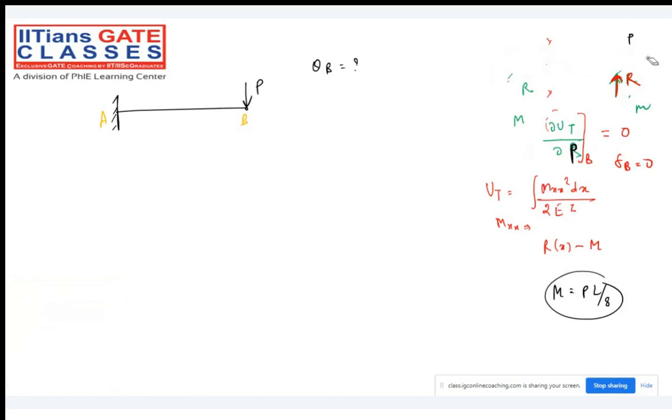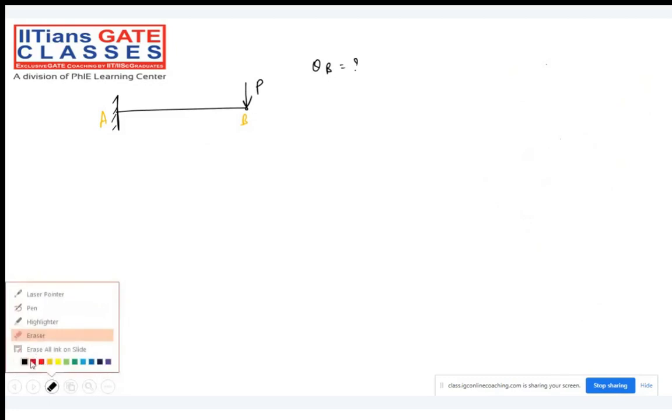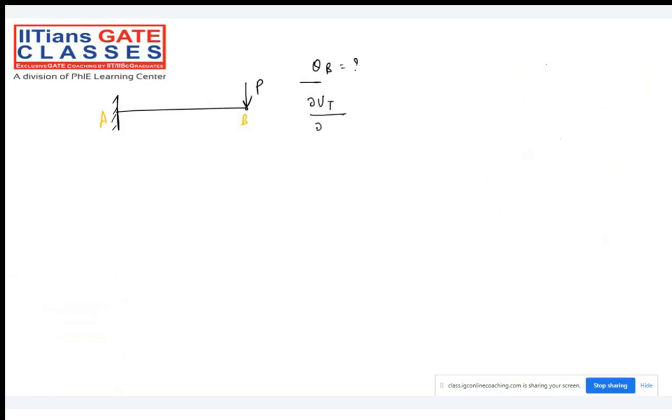See, every method can be applied to every problem, but the task is whether you are able to complete it in a few steps or you require very many steps. For example, here a very simple problem we can solve by the moment area method, but if we solve for theta B by strain energy, we are unnecessarily making it lengthy. Why? Because we need to find the total strain energy, and we can equate it to the bending moment which is applied at B point.